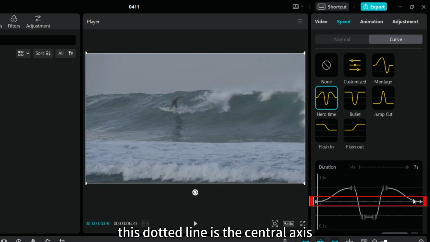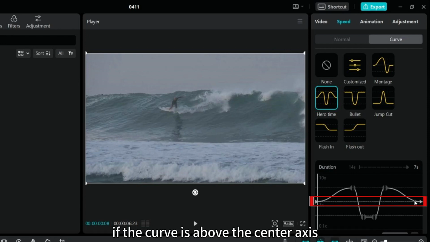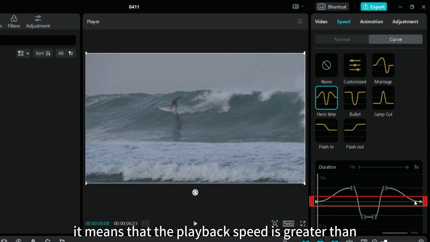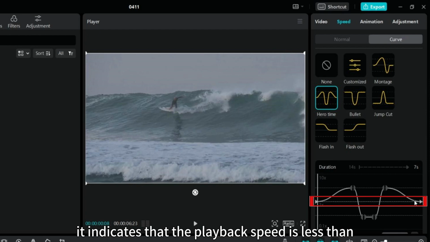This dotted line is the central axis. When the curve is located on the center axis, it indicates that the playback speed is 1 times. If the curve is above the center axis, it means that the playback speed is greater than 1 times the speed. If the curve is below the center axis, it indicates that the playback speed is less than 1 times the speed.